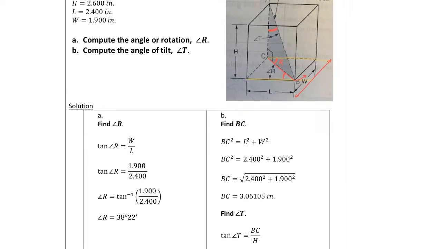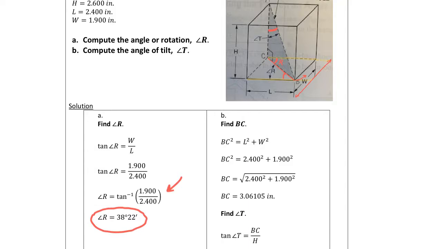To find angle R, we will use the tangent function. Tangent of angle R equals the opposite side, which is W, divided by adjacent side, which is L. Replace W with 1.9 and L with 2.4 and take the tangent inverse of this expression and get that angle R equals 38 degrees and 22 minutes.